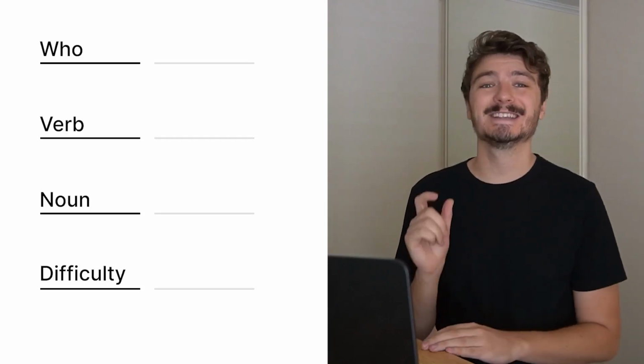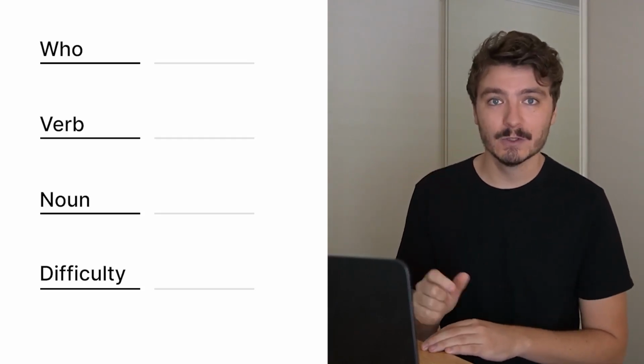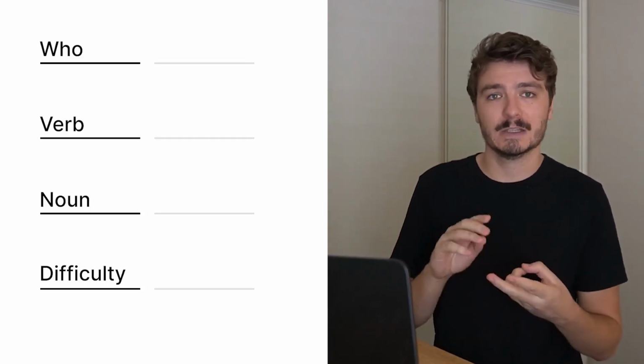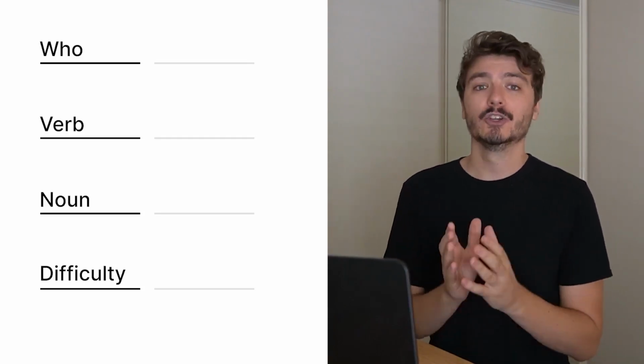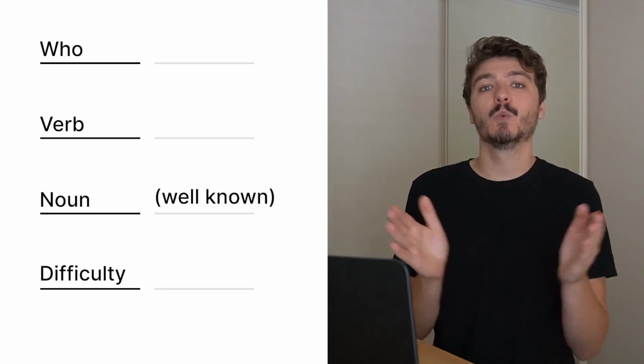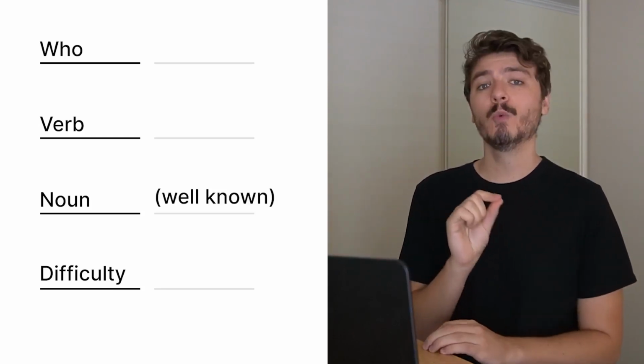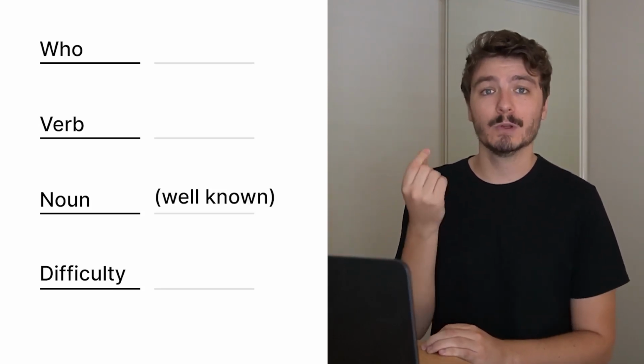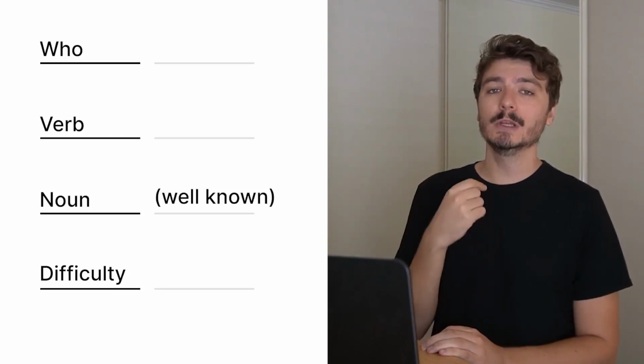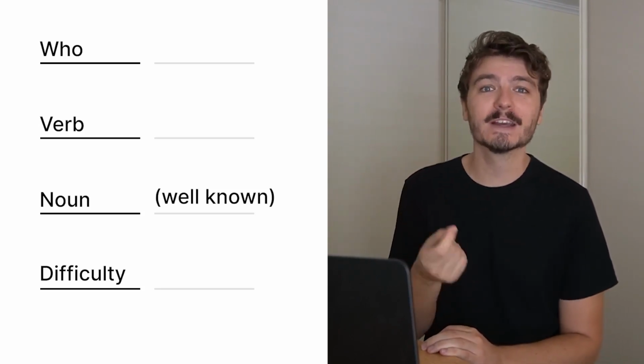The next part here is noun. Now for the noun, so a noun is just like an object, a place, a name, something like that. Your goal here is to make this as well known as possible. The more well known it is, the more people will recognize it, and you're only going to click on a video if you recognize what that thing is. People are less likely to click on a video if they don't know what that thing is.